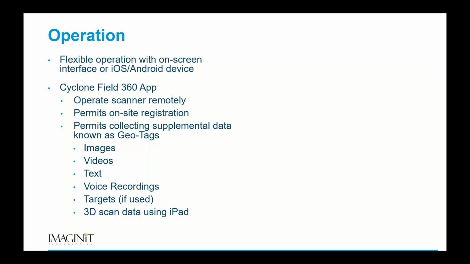We can do images, videos, text, voice recordings. We can also acquire the targets. So if you're using targets, let's say I'm doing survey control and I want to set my building to survey control, or if you have things inside of a facility, markers, boxes, things like that you want to identify, set a target on it, and I can acquire that target from the app now.